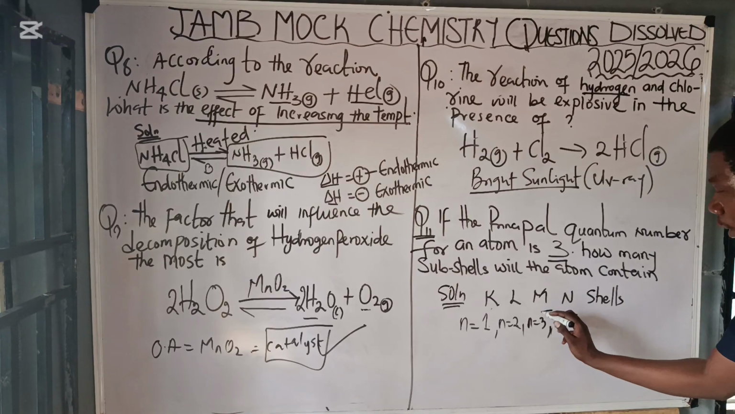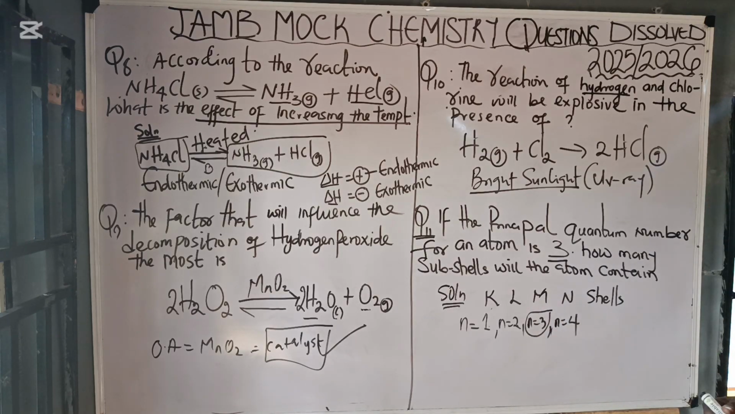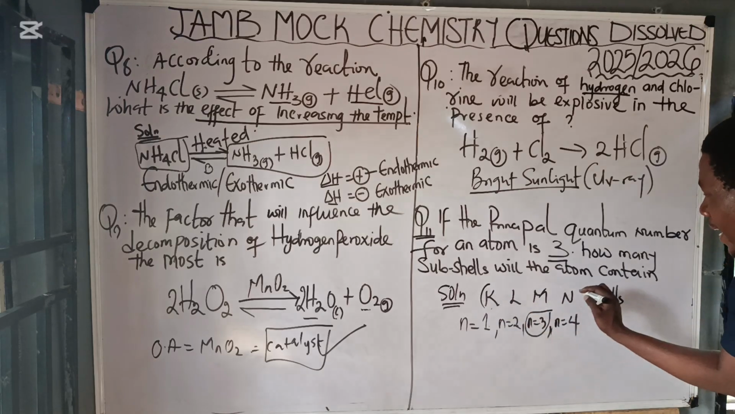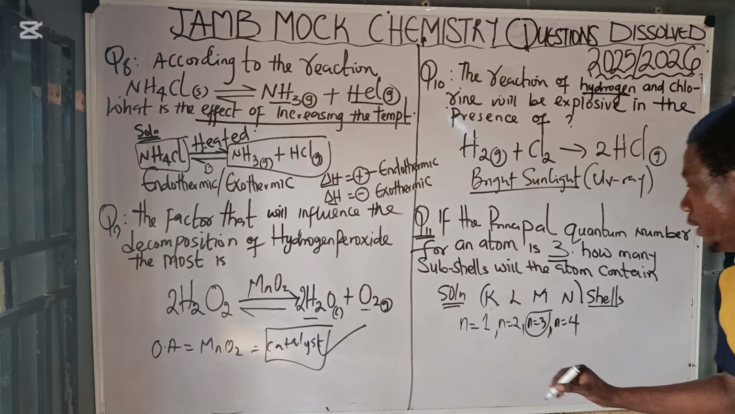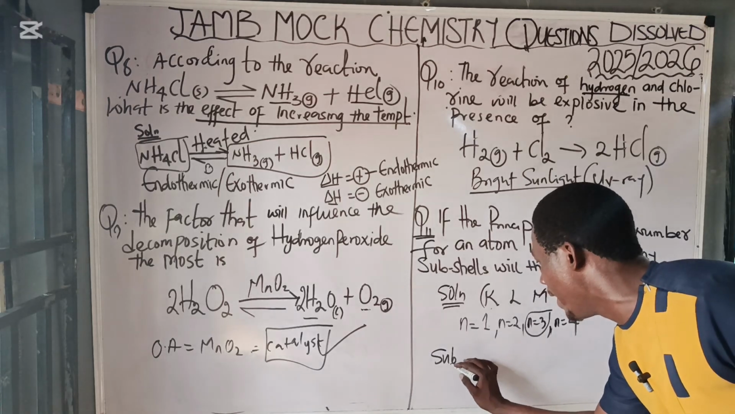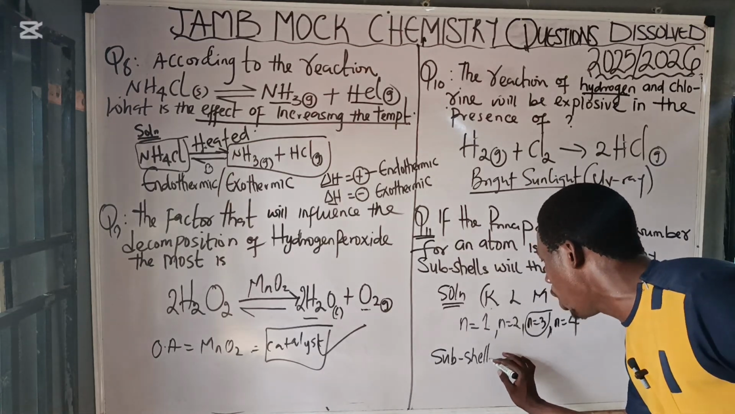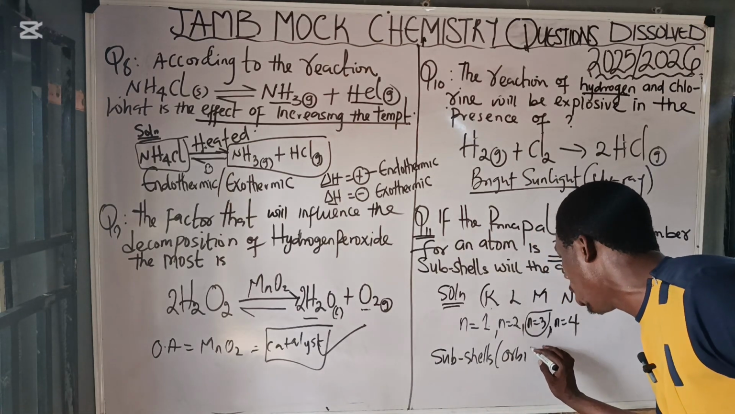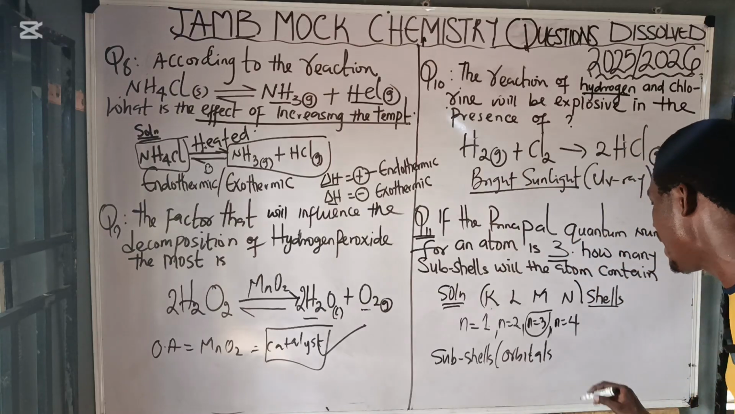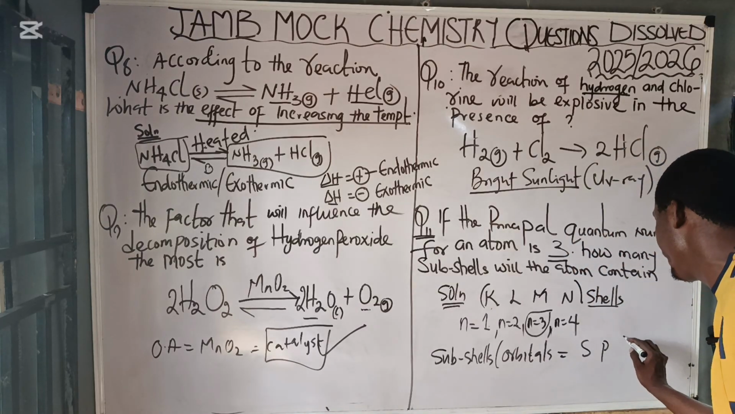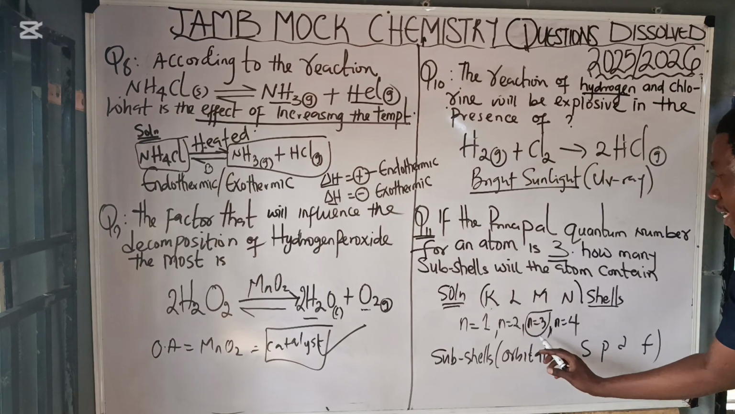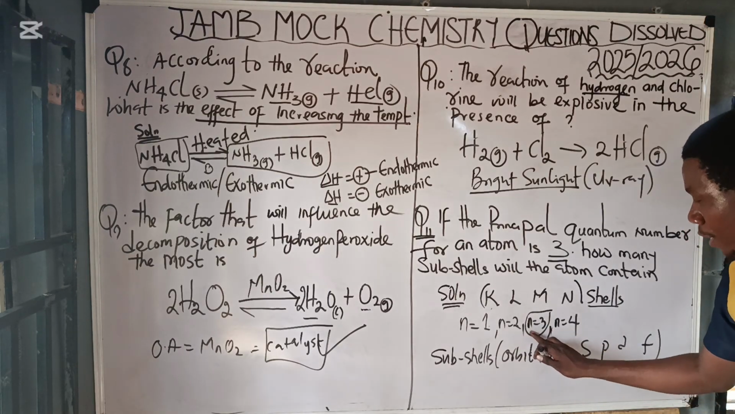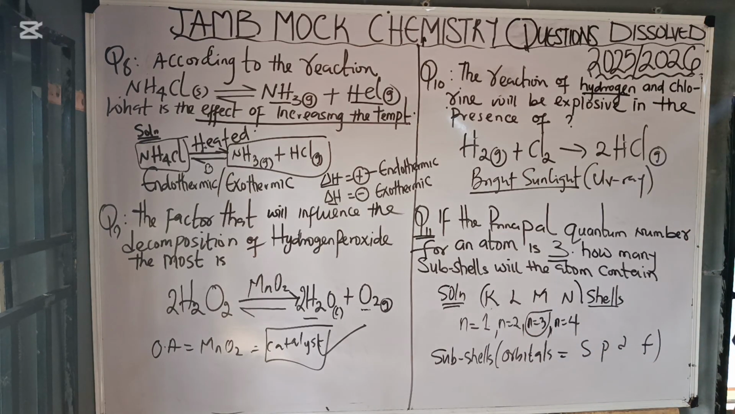So if the principal quantum number of an atom is 3, if n is equal to 3, how many subshells will it contain? These K, L, M, N are called shells. But when we talk about subshells, we are talking about orbitals. Yes, we are talking about orbitals. And these orbitals are what? S, P, D, F. Yes. So how many orbitals will the atom with a principal quantum number of 3 have?